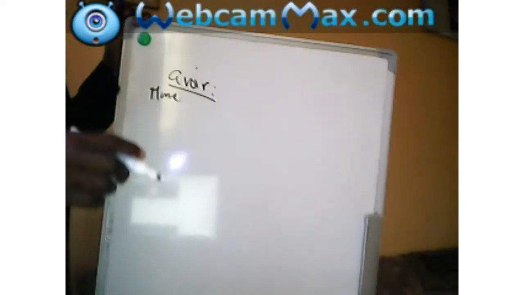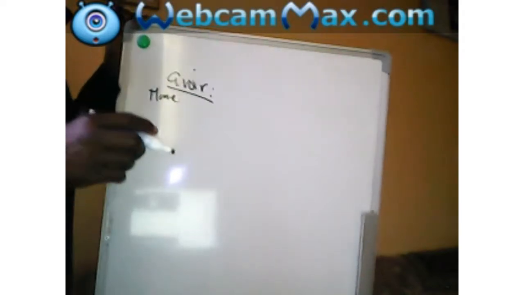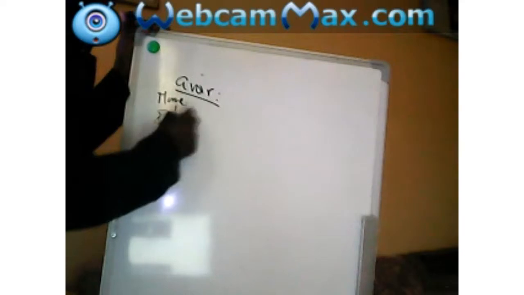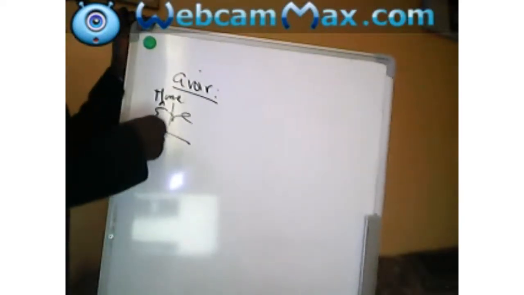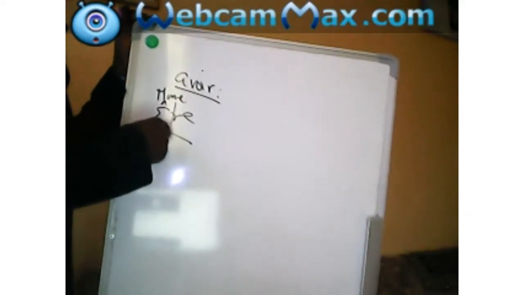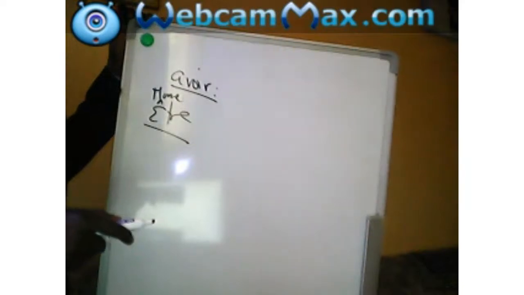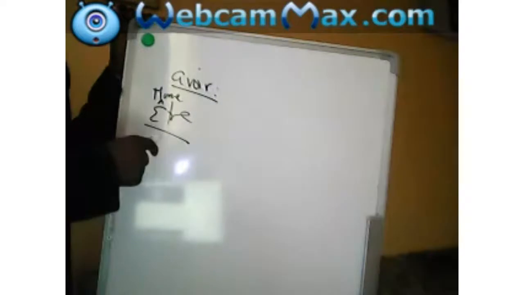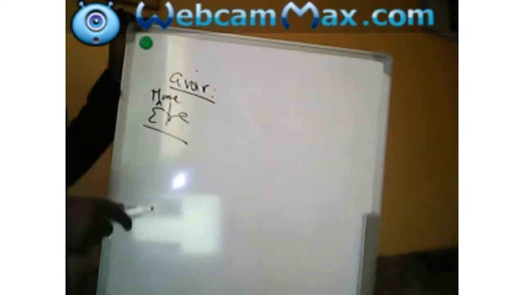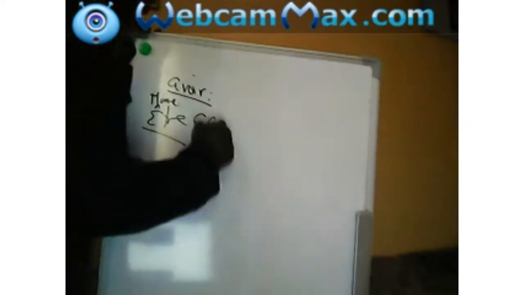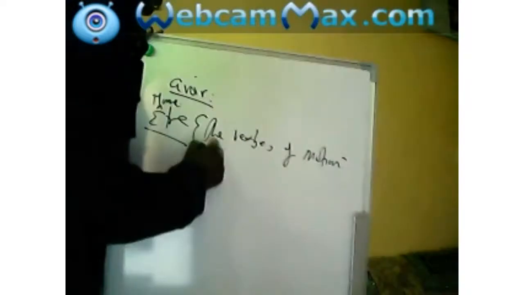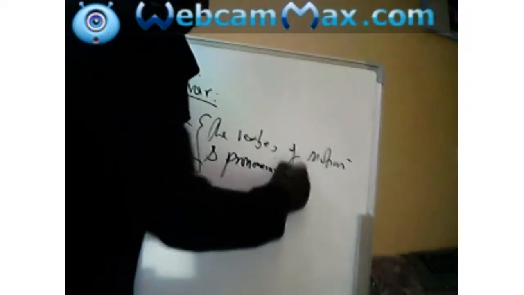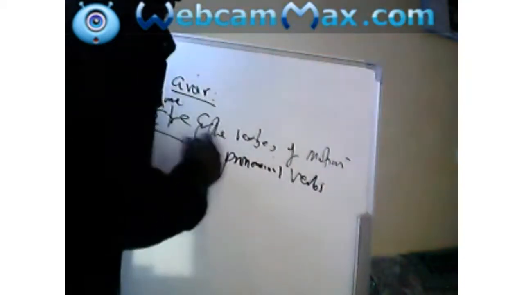there is a special group of verbs which form their passé composé with the verb être, that is, the verb to be in the present plus their past participle. They are the verbs of motion and pronominal verbs.